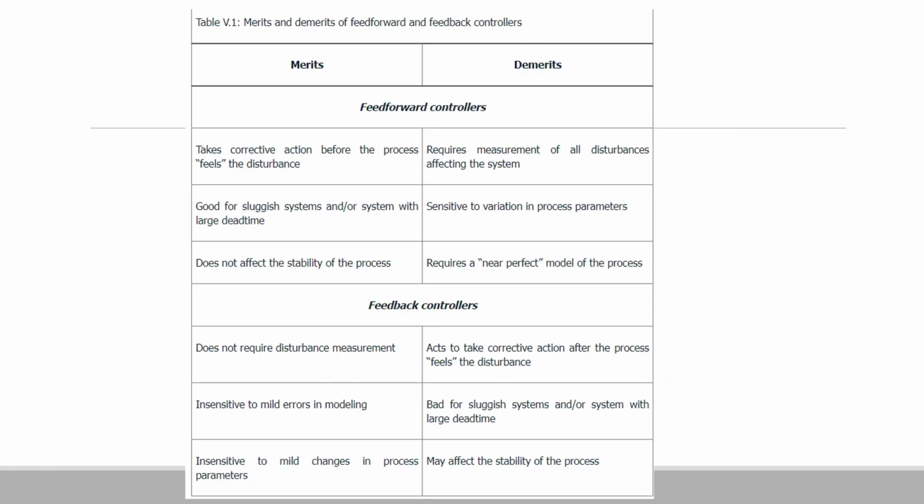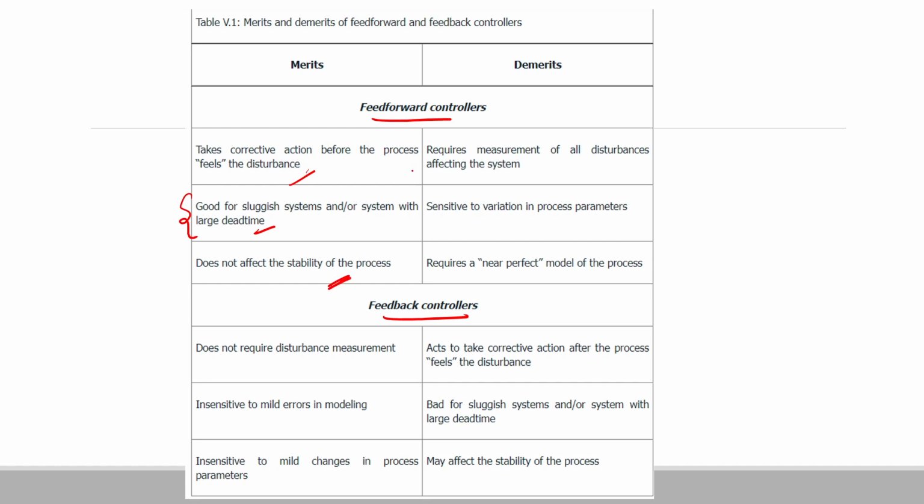So yes, you can take a look at the major advantages and disadvantages of both the feed forward as well as the feedback controllers. So yes, feed forward controller takes the corrective action before the process feels the disturbance. Such a kind of system is good for sluggish systems or systems with large dead time. Then feed forward controller does not affect the stability of the process.